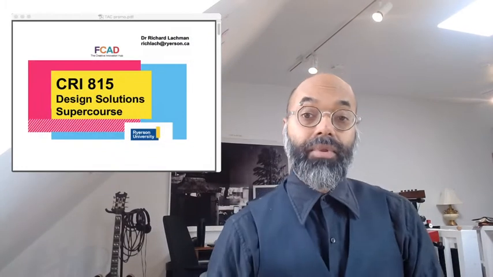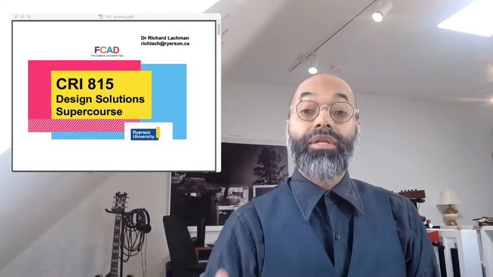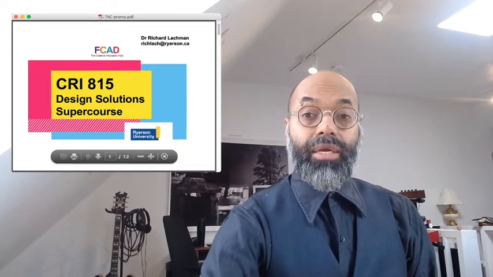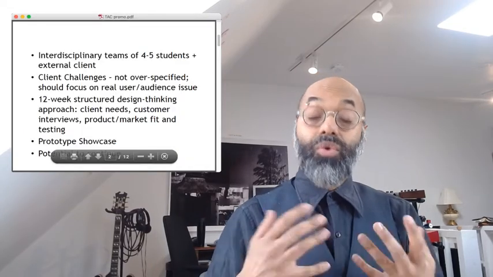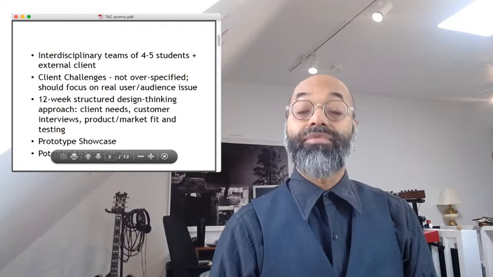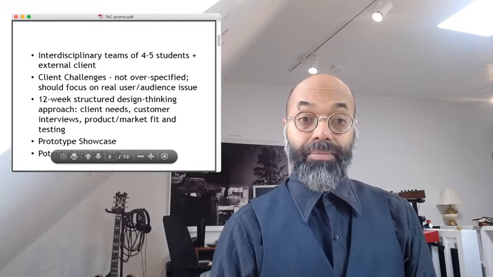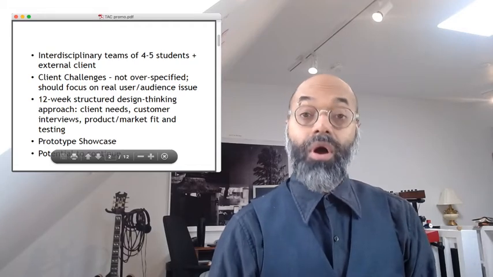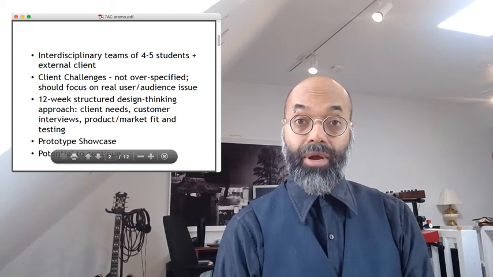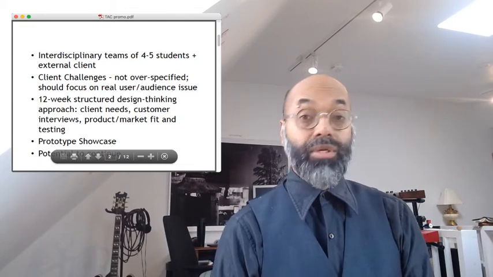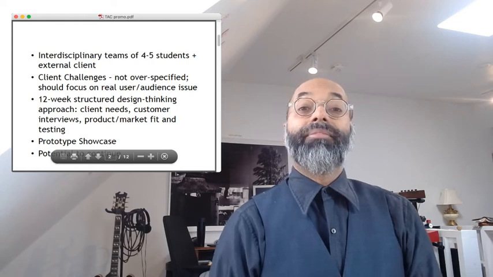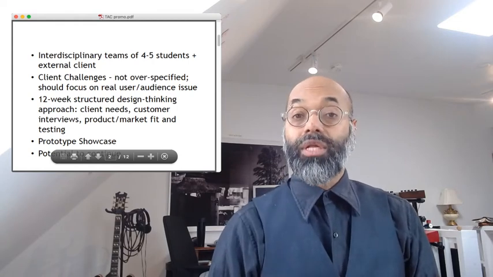So I wanted to describe to you a little bit more about how the grant you're looking at connects with students at Ryerson so you can determine if it's a good match for what you're going to propose. As I said, the course is called the Design Solutions Super Course, and essentially we connect your organization with a team of 4 or 5 students from across the university. They can be in any program, although most of our students tend to come from a communications, creative, or design background. That team will be connected with you as a client.